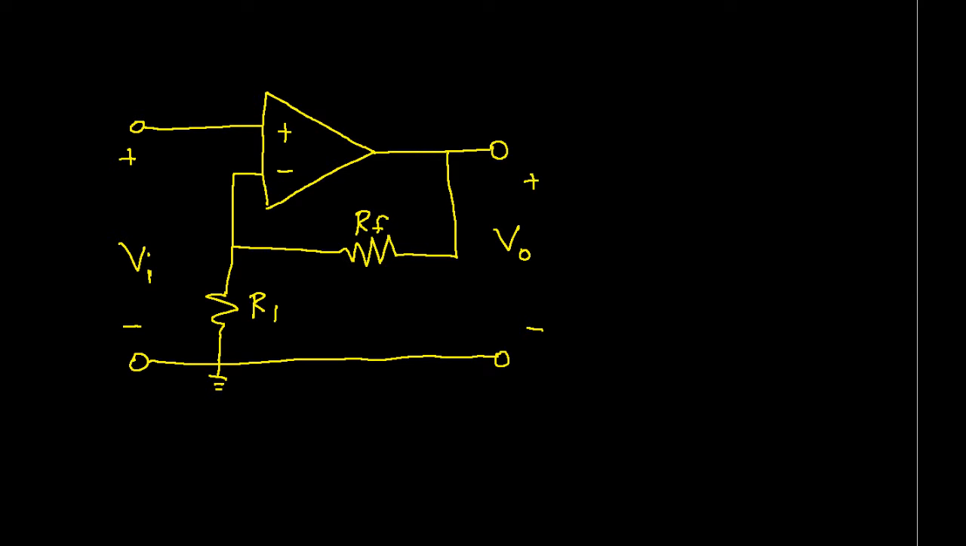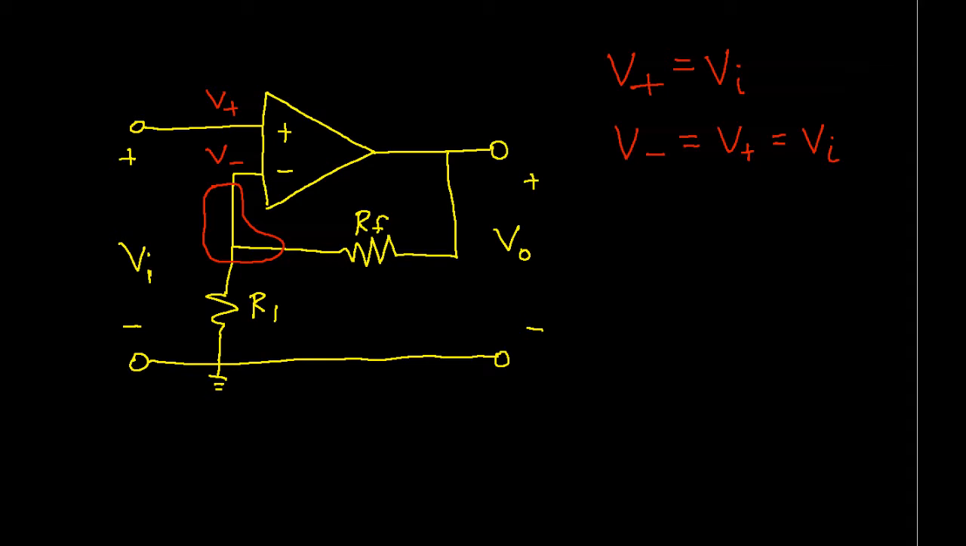So let's go ahead and do the analysis. Again, we identify V plus. This is the voltage of the non-inverting input with respect to ground, and V minus, the voltage of the inverting input with respect to ground. We will do a KCL, Kirchhoff's current law analysis, at the inverting input of the op-amp. You'll notice that the voltage of the non-inverting input with respect to ground, that is V plus, is equal to VI, the input voltage of our amplifier. We also know that V minus is the same as V plus from our ideal op-amp model, so V minus is the same as VI.